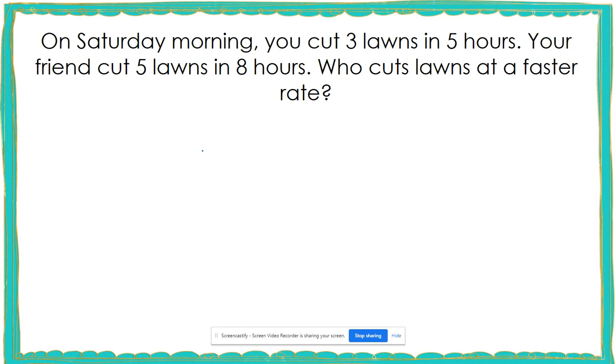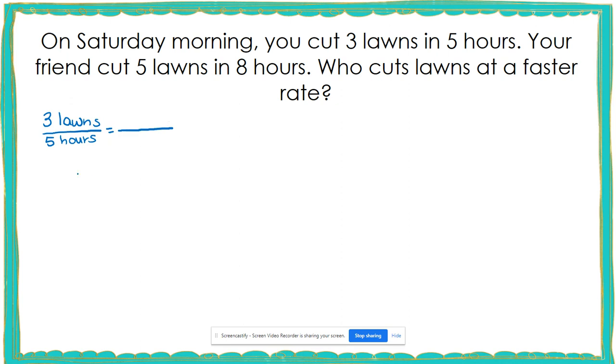To figure this out, we can make a proportion, but we're going to need to find the unit rate of speed for both you and your friend. So let's start with you. We know that you can cut 3 lawns in 5 hours. So that's going to be your first ratio, 3 lawns to 5 hours. We're going to make this a proportion by setting it equal to another ratio.